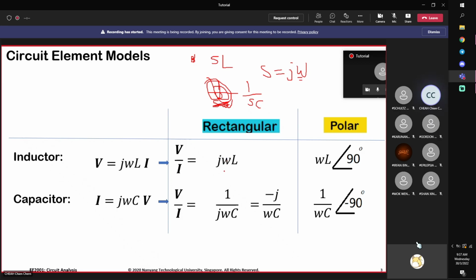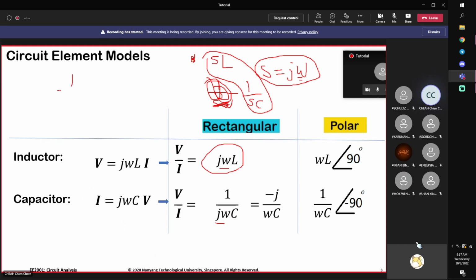Okay, and I suggest that you remember this directly, but if you cannot remember, then go back to the S domain, then put S equal to J omega, right? But if you remember this directly, just write it down: 1 over J omega L, since S equals J omega, 1 over SC becomes 1 over J omega C.